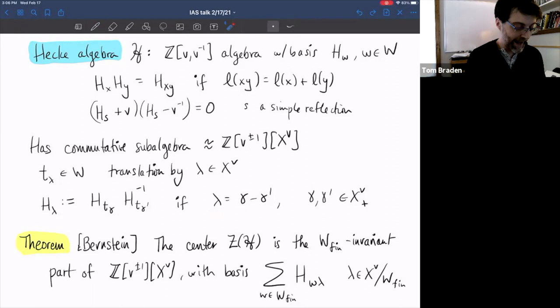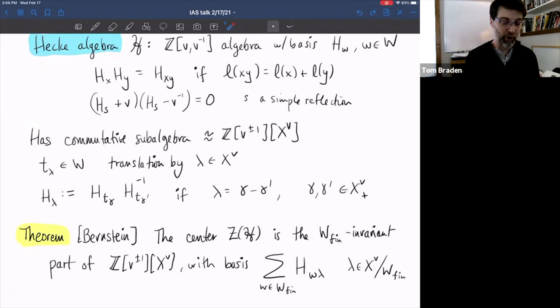So the basic property of this is that it is additive: H_lambda times H_lambda' is H_{lambda+lambda'}. So it forms this large commutative subalgebra. And it turns out that if you look at the invariant part of this under the finite Weyl group, then that actually forms the center of the entire Hecke algebra. So if you take a basis given by H of W lambda, where lambda is some orbit, then those will give you a basis of the center of the Hecke algebra.